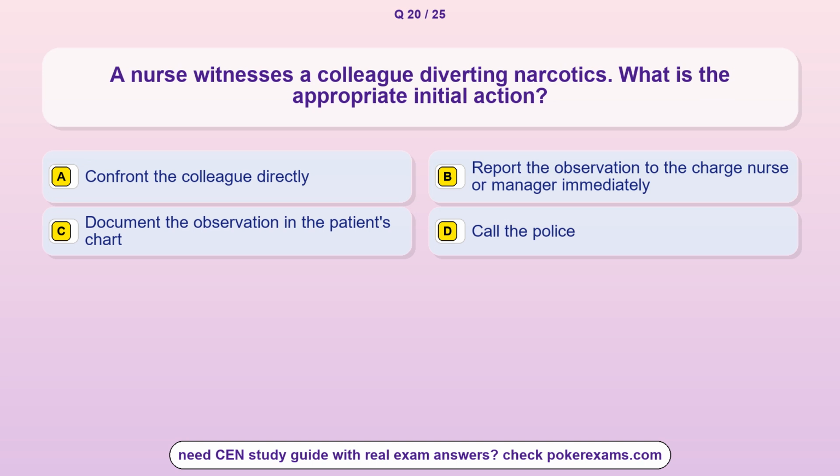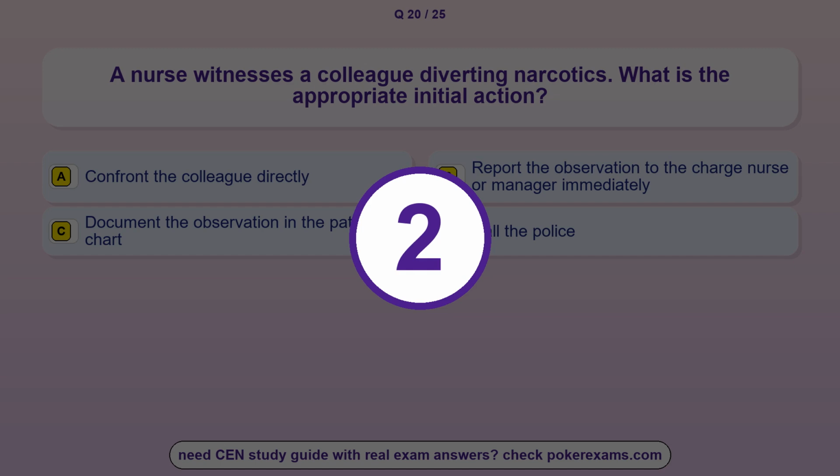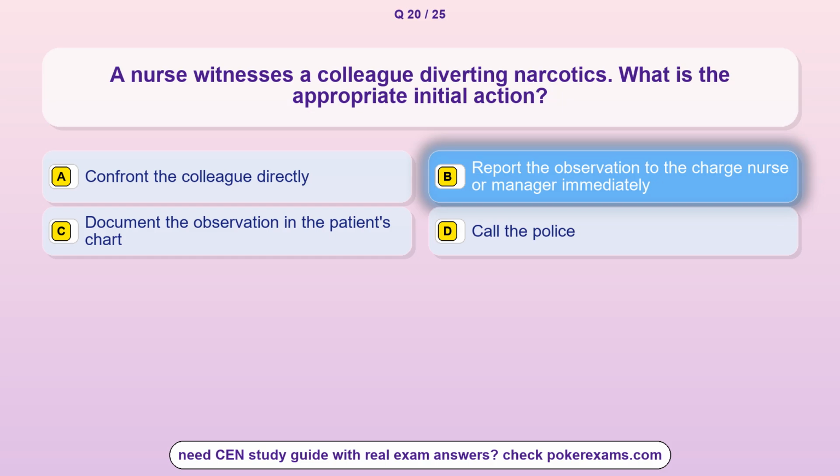Question 20. A nurse witnesses a colleague diverting narcotics. What is the appropriate initial action? Option A, confront the colleague directly. Option B, report the observation to the charge nurse or manager immediately. Option C, document the observation in the patient's chart. Option D, call the police. The correct answer is option B, report the observation to the charge nurse or manager immediately.